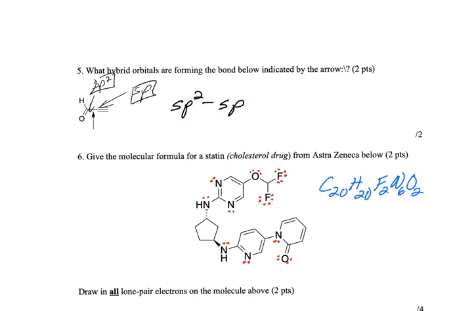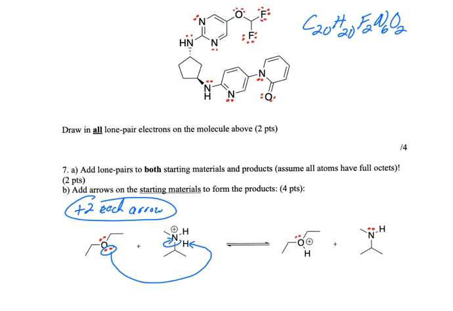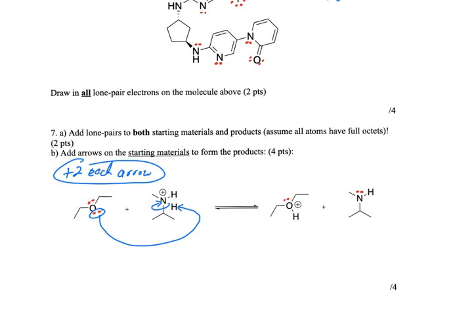Give the molecular formula for the statin drug, C20H20. A lot of times we miss some hidden hydrogens along the way. Don't forget to add your lone pairs in, all those kinds of things. You have a periodic table, and draw lone pairs in. This is another good example, and it isn't that much different than what we did before. It's almost exactly the same question that was on the practice exam.